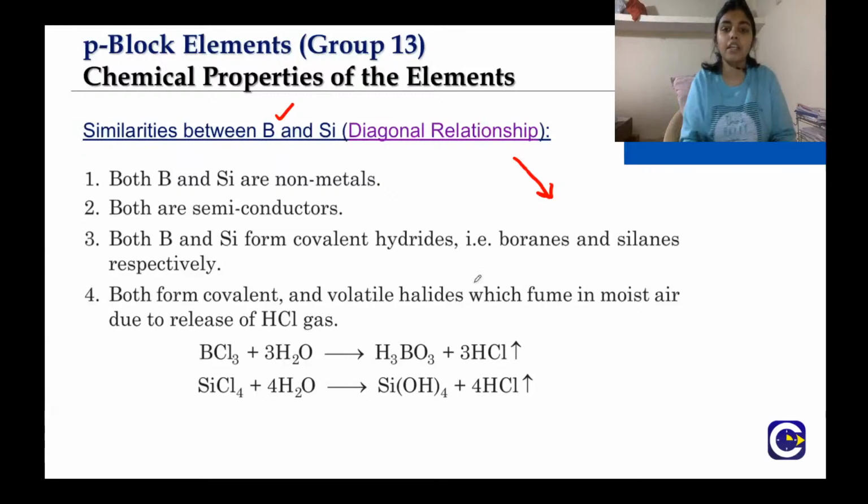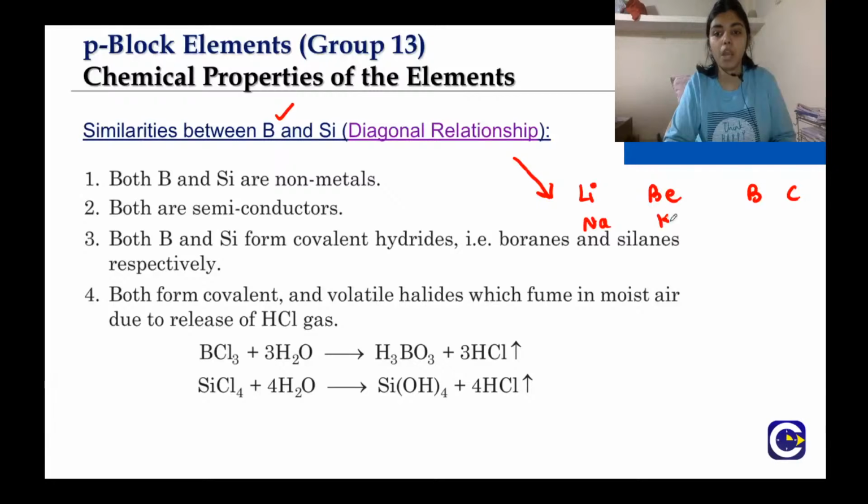For example, let us say we are having lithium, beryllium, then boron, carbon, nitrogen, oxygen, fluorine, neon. Then here we are having sodium, magnesium, aluminium, silicon, right? So lithium and magnesium have a diagonal relationship, beryllium and aluminium have a diagonal relationship, and boron and silicon have a diagonal relationship, and these diagonal relationships are due to their similar sizes.